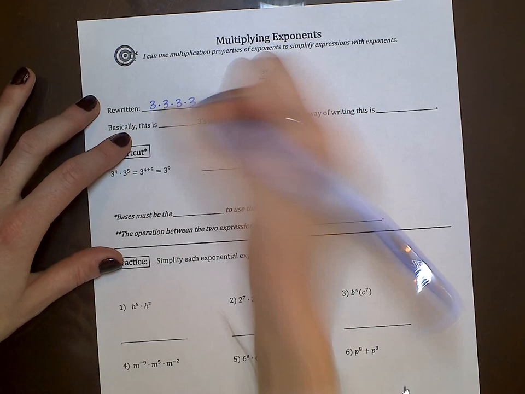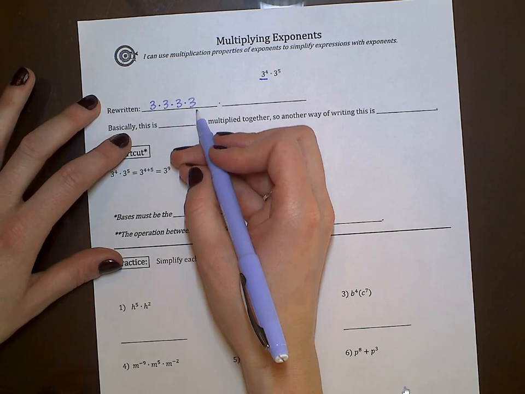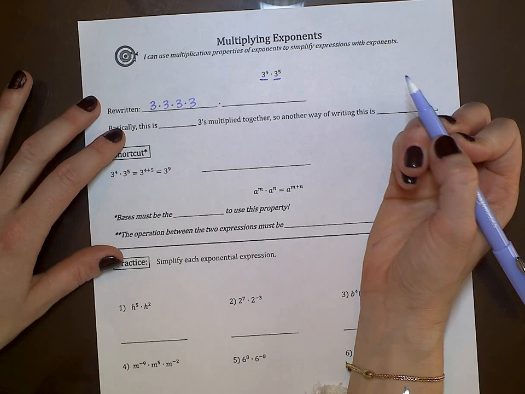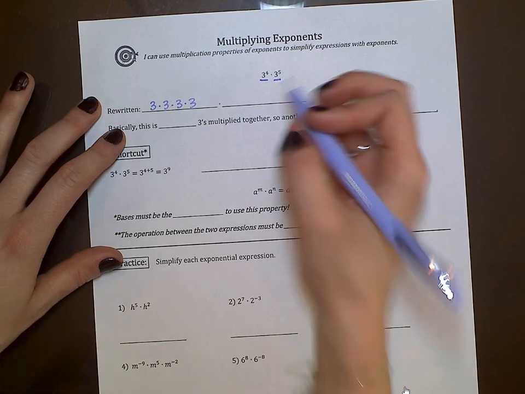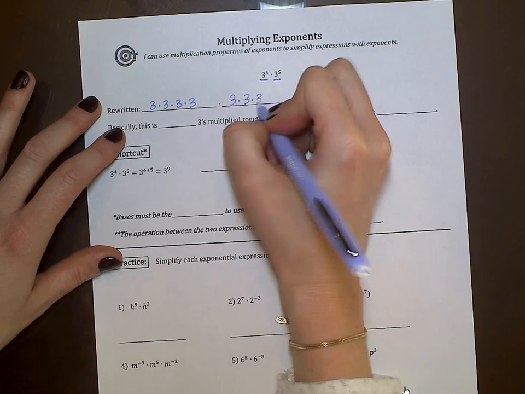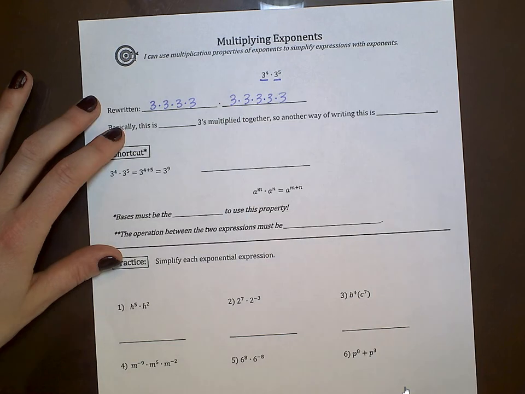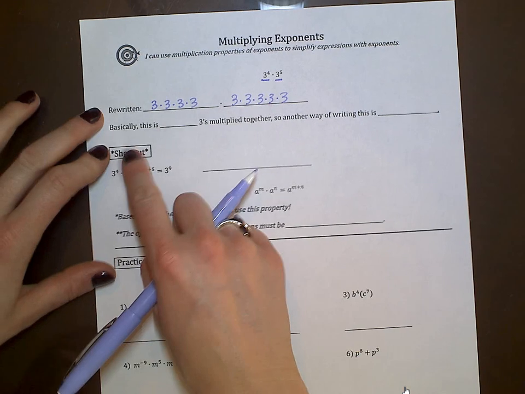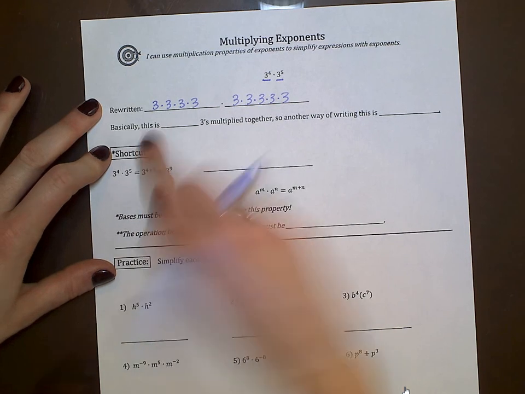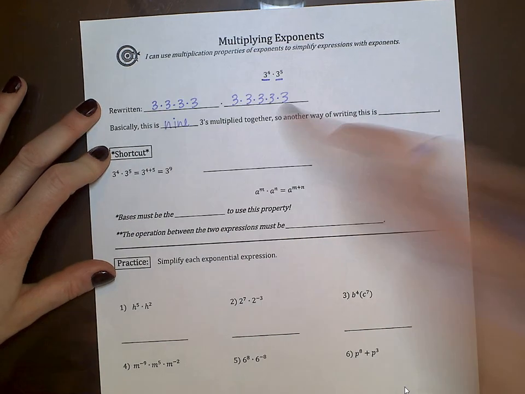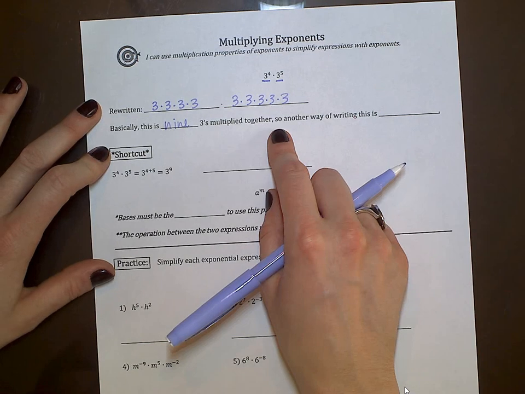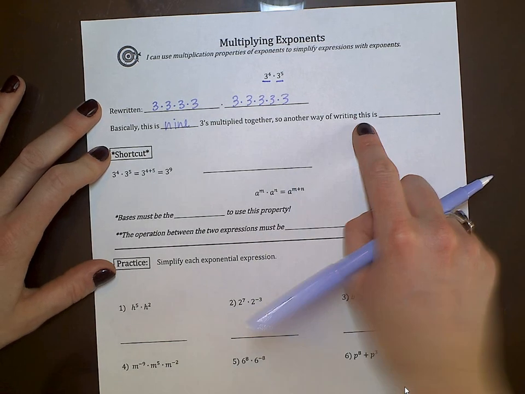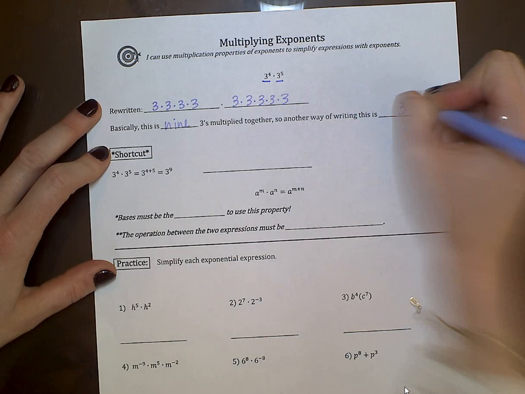So 3 times 3 times 3 times 3. 3 to the 5th, well, that's just 3 times itself 5 times. So that's another way to rewrite this expression. Basically, guys, this is just 9 threes, there's 9 here, multiplied together. So another way to write this would be 3 to the 9th power, since there's 9 threes.